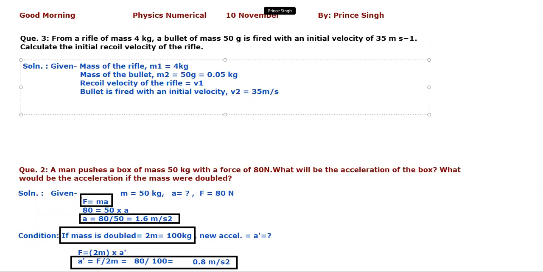After this, what will we write? The pattern to write the numerical. We will not just do this calculation and get the marks. There is a pattern to solve the numerical. There are things to write in the numerical.